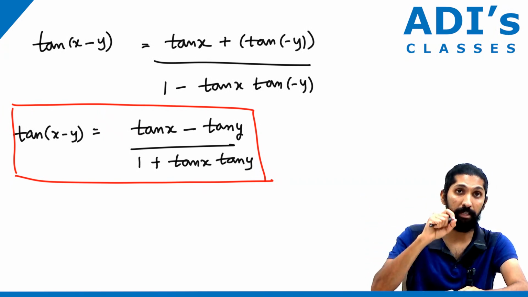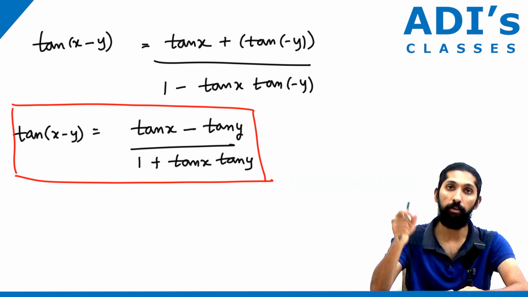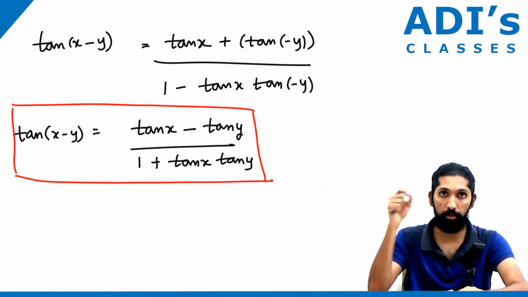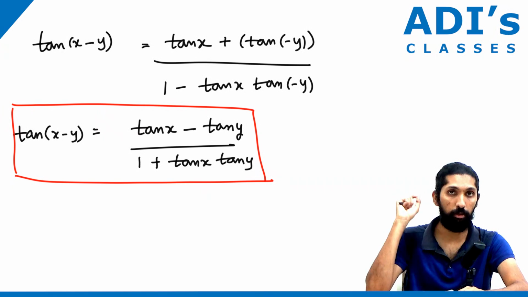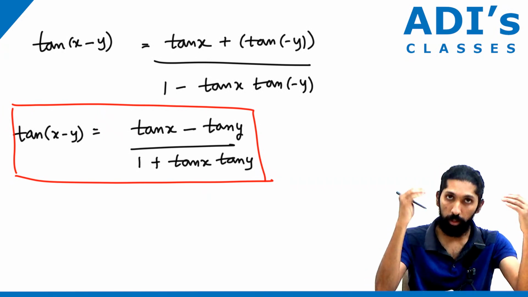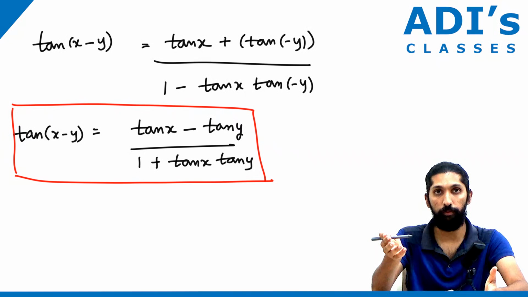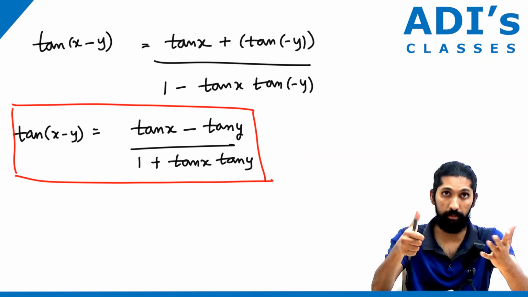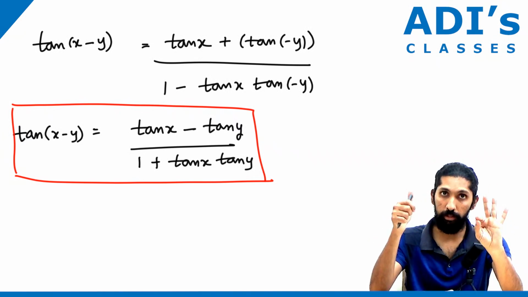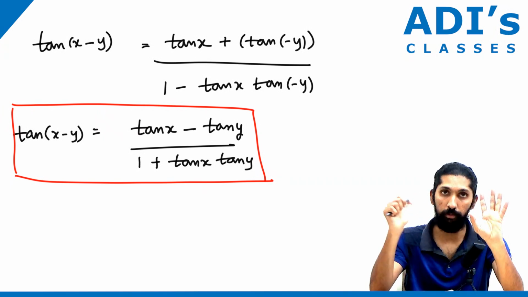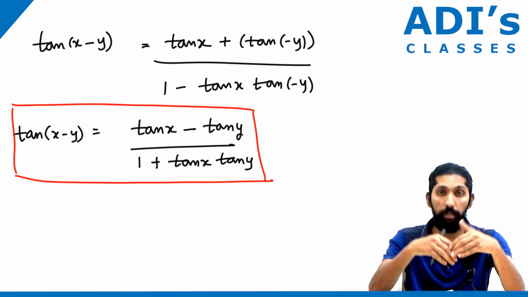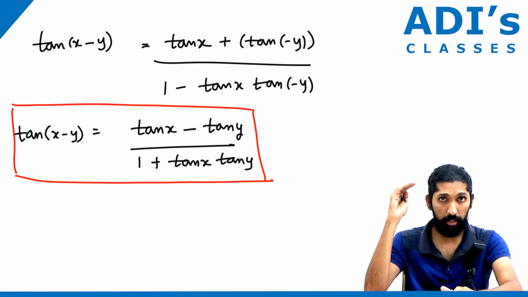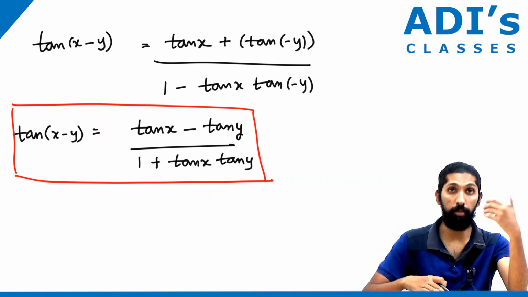When you have cot of x minus y, then you will get 1 plus cot x cot y by cot x minus cot y. Fine. Now, whatever the result we have derived so far, we have derived 6 results: cos 2 formulas, sin 2 formulas, tan 2 formulas. And if you take cot also, then 8. We'll just list out all the formulas so that you will remember them.